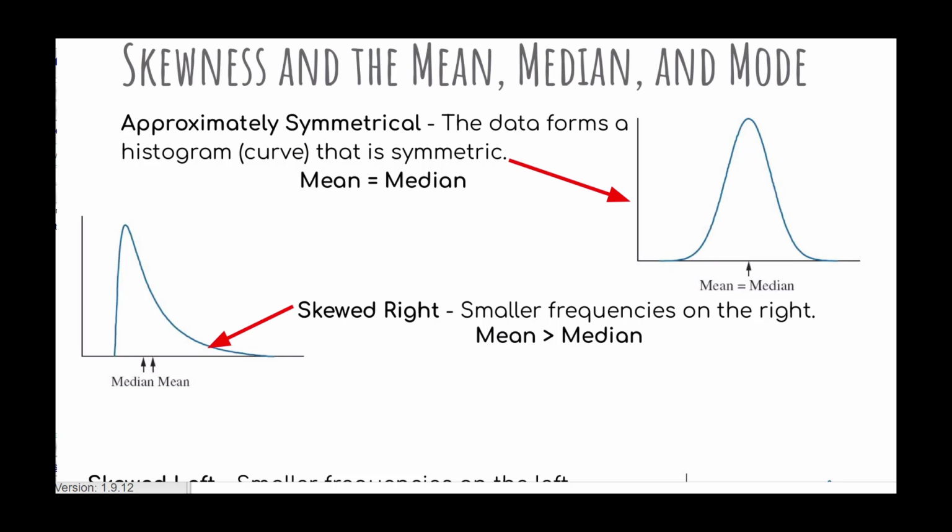So if your histogram that represents the data looks like this, or at least the shape of it, it is considered approximately symmetrical. And when it's approximately symmetrical, usually that means that the mean and the median are either equal or approximately equal. Okay?